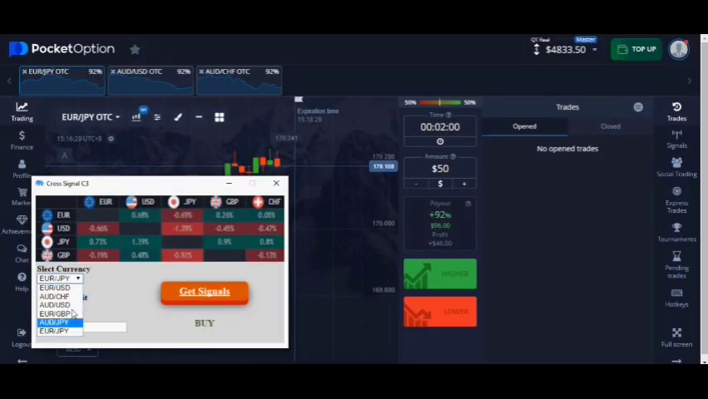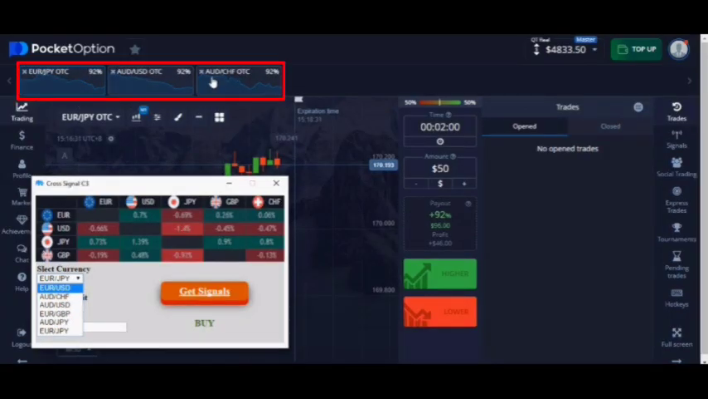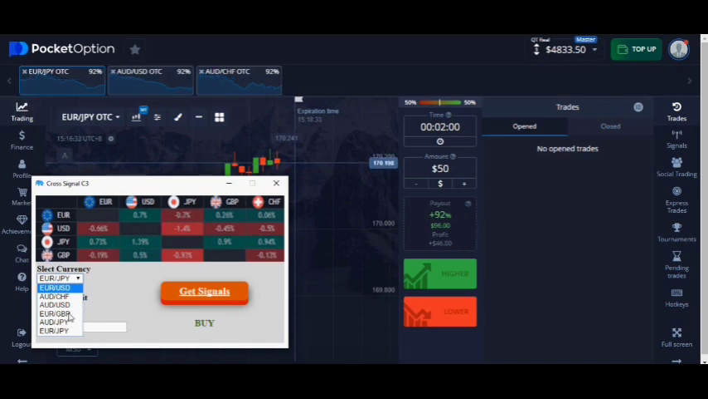All the Cross Pro bot markets that you can use in this trade. The Pocket Option market that I chose in this trade. Make sure the market you choose in this trade is already available in the Cross Pro bot signal. Then equate the Pocket Option market with the Cross Pro bot market.